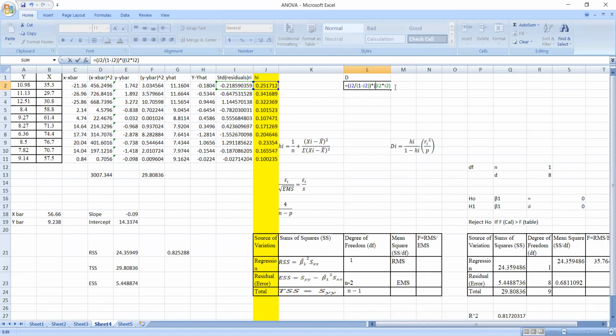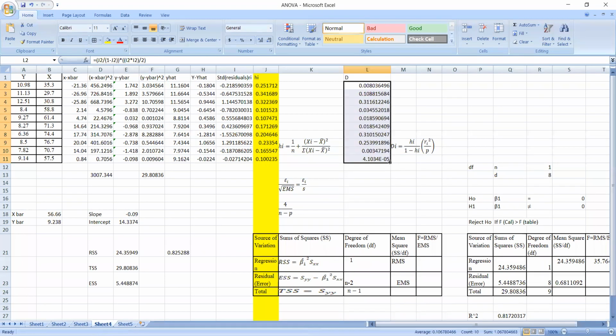In this case, P is the number of parameters. In our case, P is equal to 2 because we have only one independent variable. In our model we have only 2 parameters, beta naught and beta one. So P is equal to 2. So here we get the Cook statistic. Likewise, for each and every observation, we have to calculate the Cook statistic. And now we have the Cook statistic for each observation.